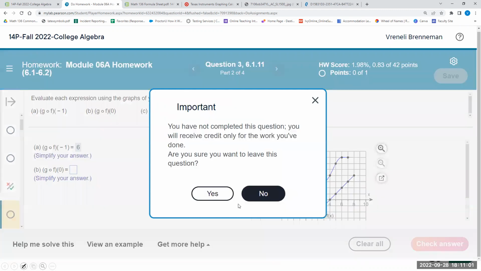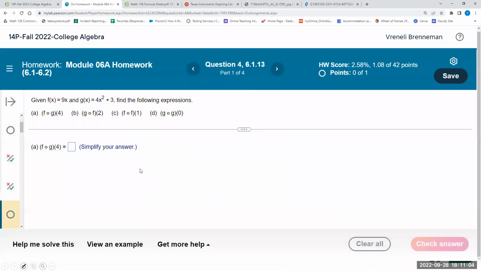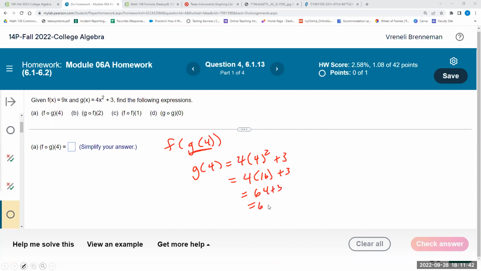So then I want to look at number 4, which is where you're given the equations. Looking at f circle g of 4, this is f of g of 4, and so I'm starting from the inside out. Starting with g of 4, g of anything is 4 times that thing squared plus 3. What I'm plugging in there is 4. So this is 4 times 16 plus 3, which is 64 plus 3, which is 67.